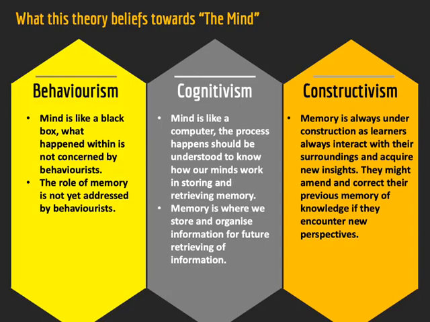On the other hand, cognitivism believes that the mind is like a computer. The process that happens should be understood to know how our minds work in storing and retrieving memory. Therefore, cognitivism believes that memory is where we store and organize information for future retrieval of that particular information.